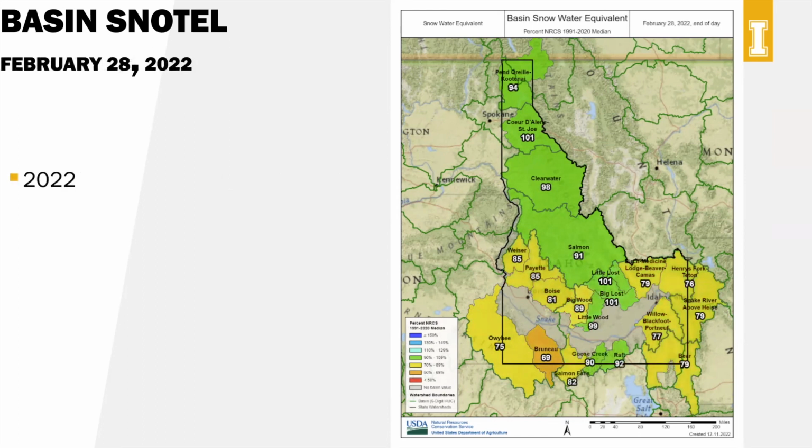At the end of February, the snowpack in northern Idaho still looked pretty good, but many of the basins encircling the Snake River Plain were beginning to look concerning. At the end of March, the snowpack was beginning to raise concern, especially in southern Idaho.